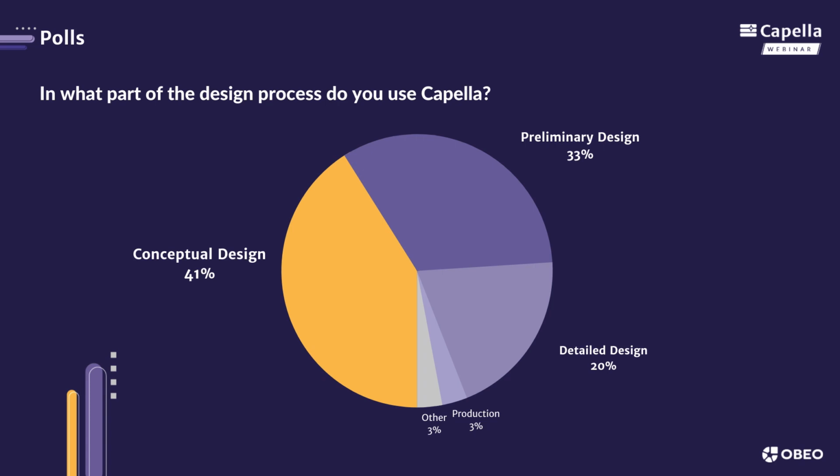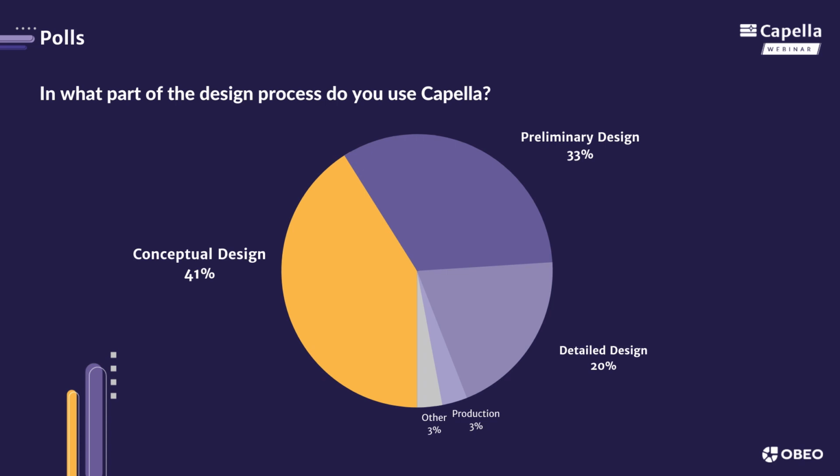So we have 41% of the audience that is using Capella for conceptual design. Then we have less and less using Capella throughout the entire phases, basically. We have only 33% for preliminary design, then only 22% all the way to detailed design, and only 3% for production and others. So I don't know, Scott, if you want to react to it.